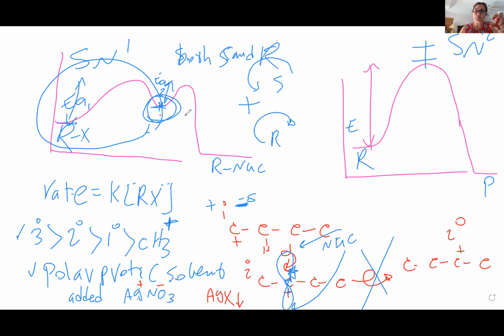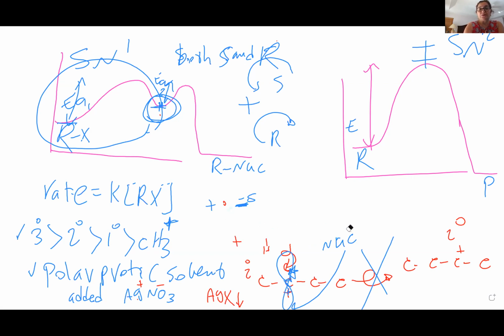So in terms of the configuration, it can change. You could have either R or S to begin with, but the product is a racemic mixture. You get a mixture of both, because the carbocation has an sp2 hybrid and an unhybridized p orbital. It allows the nucleophile to form a bond from the top or the bottom. Okay, I'm going to talk about the SN2 now.